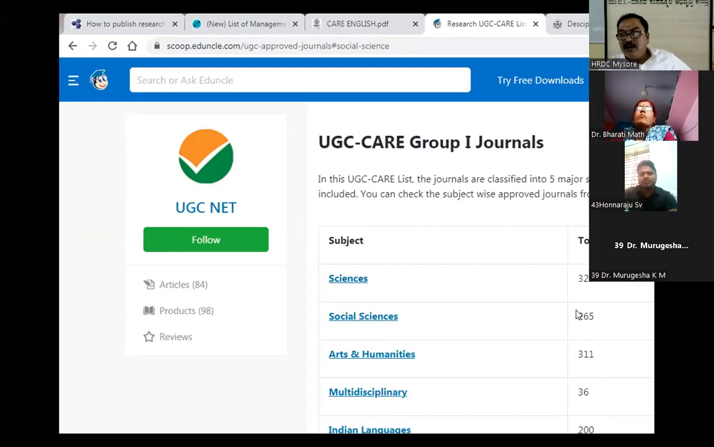UGC CARE list Group 1, there are more than 200 science journals, more than 250 social science, more than 300 arts and humanities. Multidisciplinary, there are 36. Indian languages, 200. In the Group 1 itself, there are more than 1,000 journals where you can publish your article. Sometimes social sciences can publish in humanities or multidisciplinary. That is not a big issue.